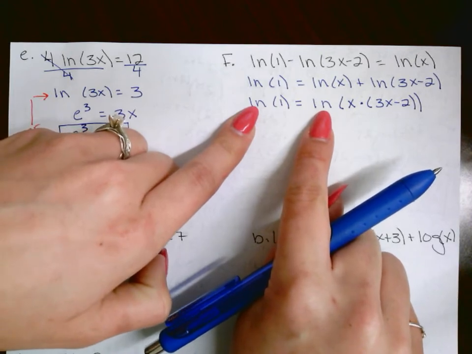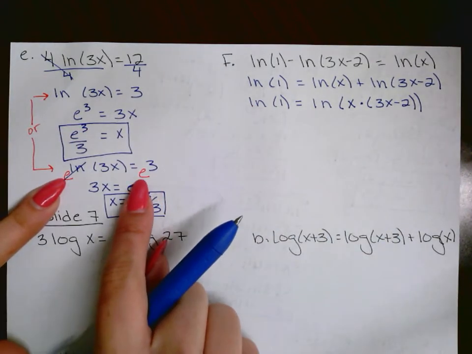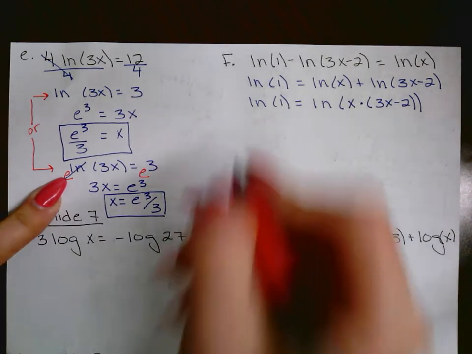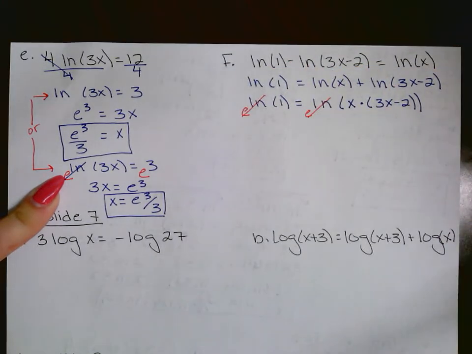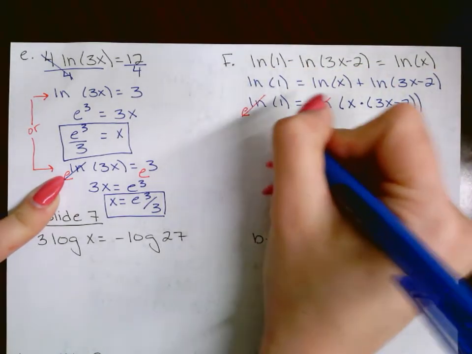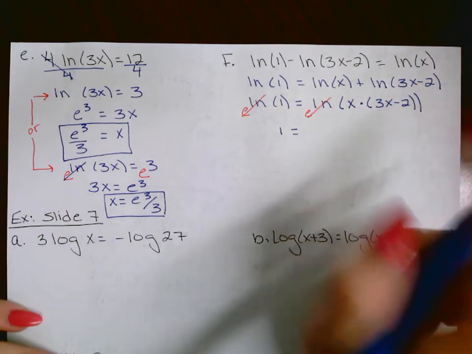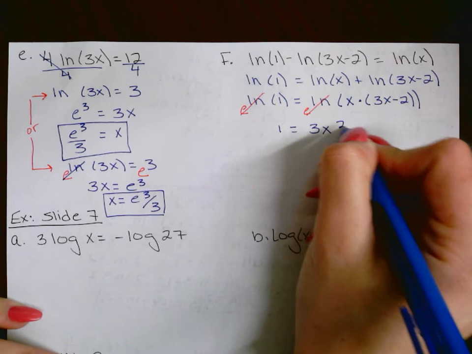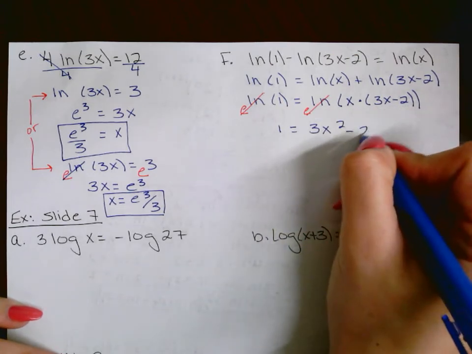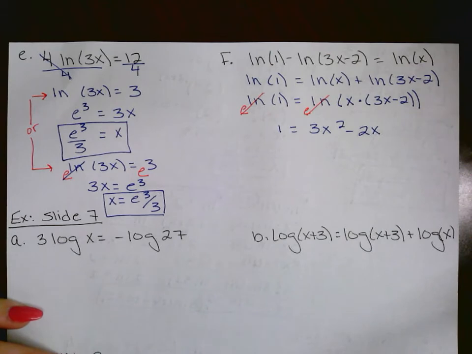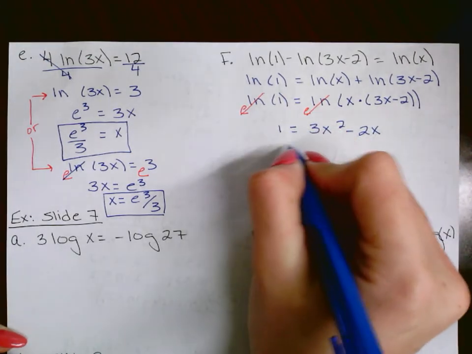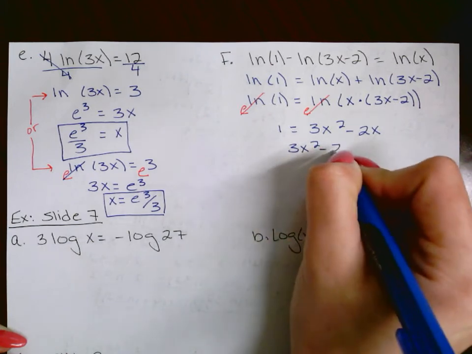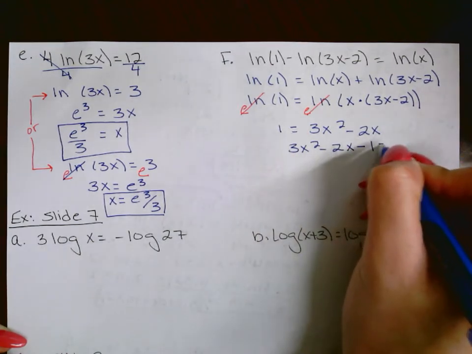The reasoning behind why I'm allowed to do that, remember how here I put a base of e on both sides? I can do the same thing here. I could put a base of e on both sides, and this cancels. Okay? And now I have 1 equals x times 3x, 3x squared, and then x times a negative 2 is negative 2x. Now I'm just working with a polynomial. How many answers am I going to have to this polynomial? 2. My highest exponent is 2. So I'm going to move that 1 to the other side. So I'm subtracting the 1 to the right side.